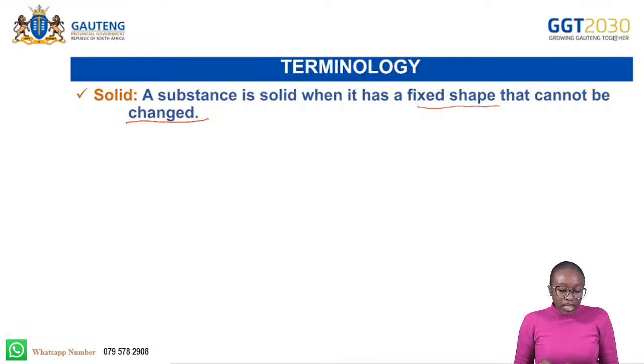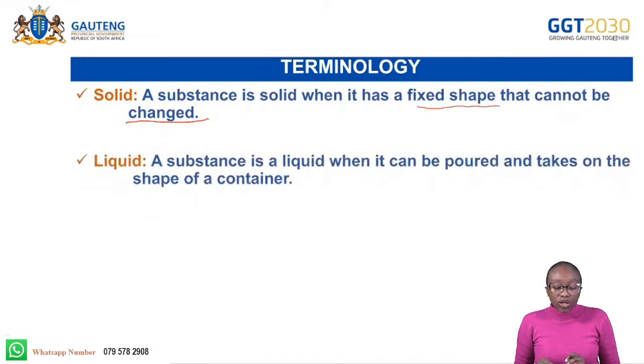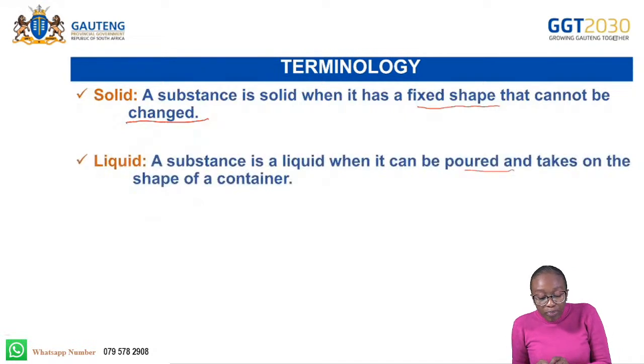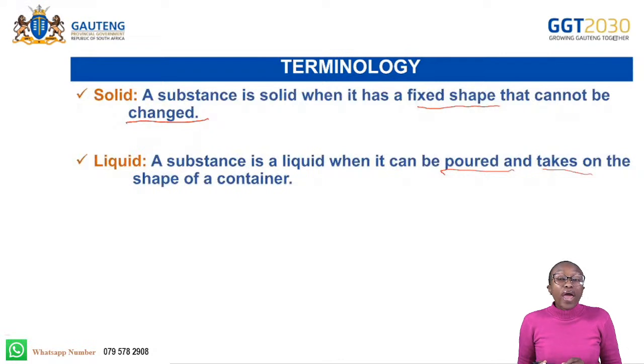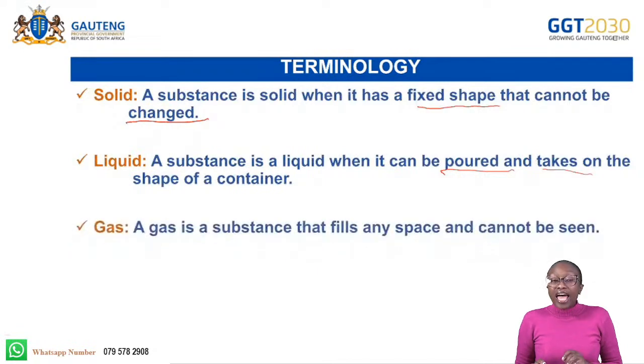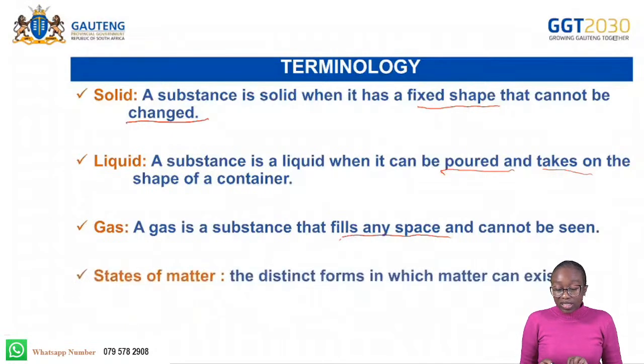Our next term is liquid. A liquid, or rather a substance, is a liquid when it can be poured and takes the shape of the container. And then a gas. A gas is a substance that fills any space and cannot be seen. And then states of matter. What are they? They are the distinct forms in which matter can exist.